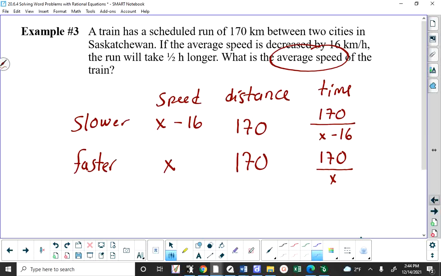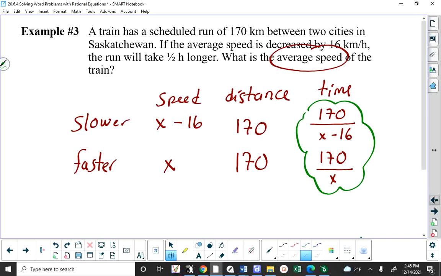Now, we're not concerned with the first column or the second column. We're concerned with the final column that we filled in. You have to look at this and build an equation from it and something else that's given somewhere in the question. You're told that one of those times is a half hour longer, which means the difference between those two times is a half.